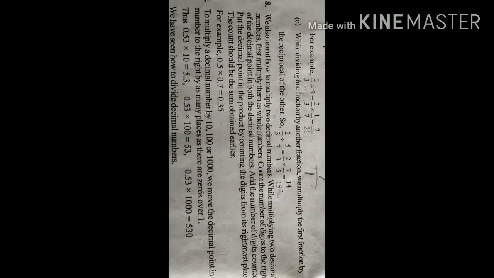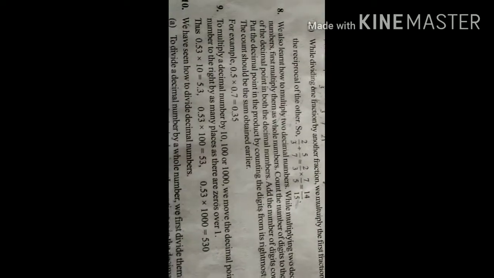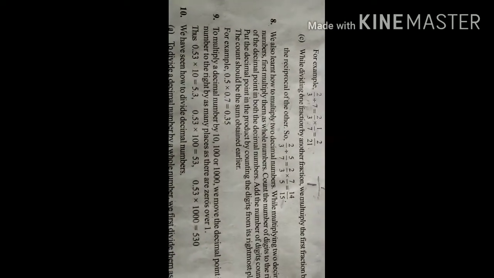Count the number of digits to the right of the decimal point in both the decimal numbers. Add the number of digits counted. Put the decimal point in the product by counting the digits from its rightmost place. The count should be the sum obtained earlier. Understood? See, nothing, very easy.